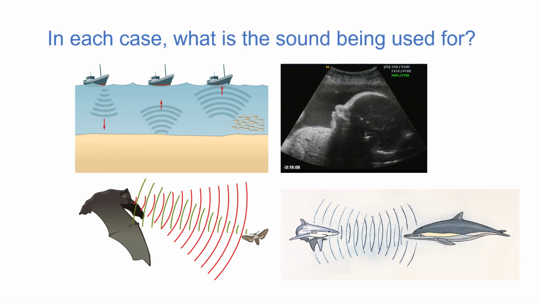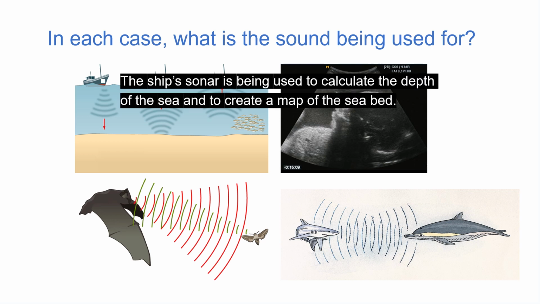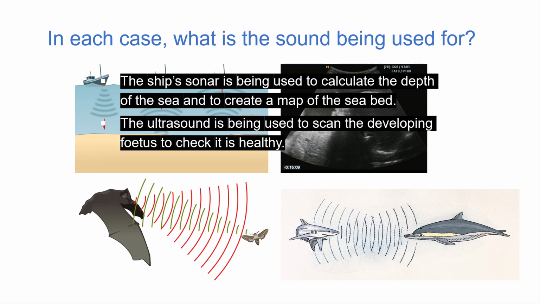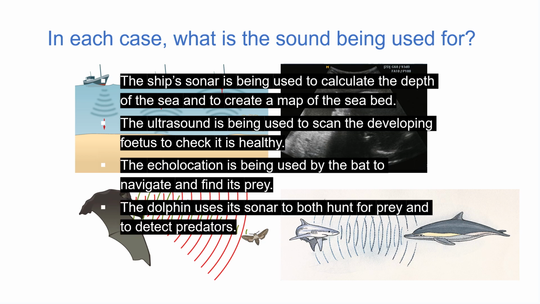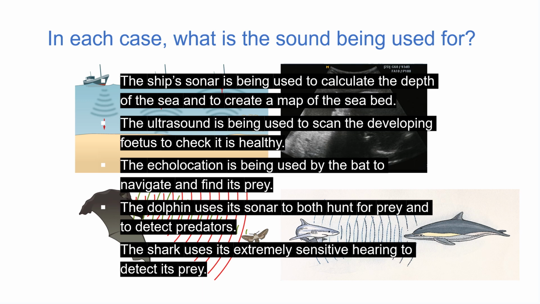What is the sound being used for in each of the 4 cases? First of all, the ship is using sonar to calculate the depth of the sea in order to create a map of the seabed. In the second case, the sound is being used to create an image of the developing fetus. In the third picture, the bat is trying to locate its prey for food. And in the fourth case, the dolphin might be trying to locate prey or might be trying to be aware of predators. Also, the shark there is using hearing to detect its prey.